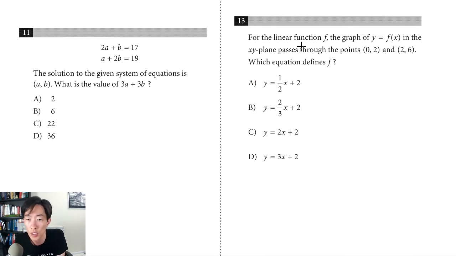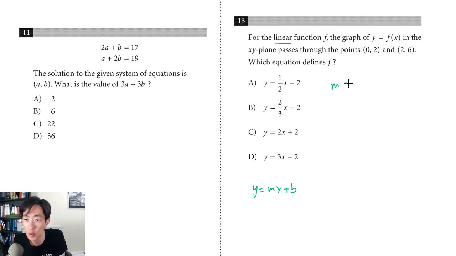Question 13, for the linear function f, the graph of y equals f of x in the xy plane passes through the points (0, 2) and (2, 6). Which equation defines f? So we know that this is a line, and we know the y-intercept is (0, 2), reflected by all of the 2's here, because this is in y equals mx plus b form. Notice something about the answers. They all differ in terms of the slope. So what's the fastest way to solve this problem? Just calculate the slope of the line between these 2 points, and that'll get you your answer.